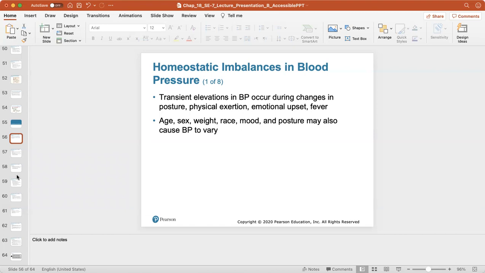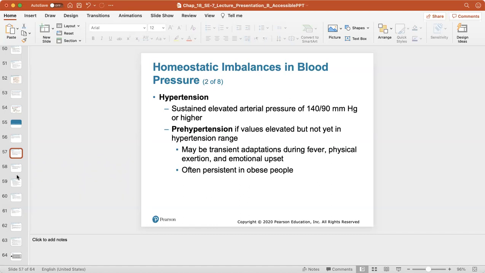Transient elevations in blood pressure occur normally during changes in posture, physical exertion, emotional upset, and fever. So these are normal changes. But age, sex, weight, race, mood, and posture may also cause blood pressure to vary. Hypertension is high blood pressure. It's a sustained elevated arterial pressure of 140 over 90. Remember, 120 over 80 is normal.